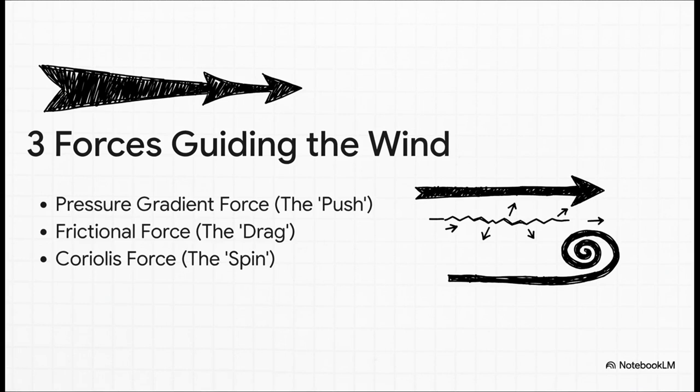But here's the thing. The wind doesn't just move in a simple straight line. Oh no. It's guided by three main forces. First, you have the pressure gradient force. That's the main push from the high to the low pressure. Second is the frictional force. Think of this as the drag from the Earth's surface, mountains and trees slowing the wind down. And finally, the most interesting one, the Coriolis force, which gives the wind its spin.